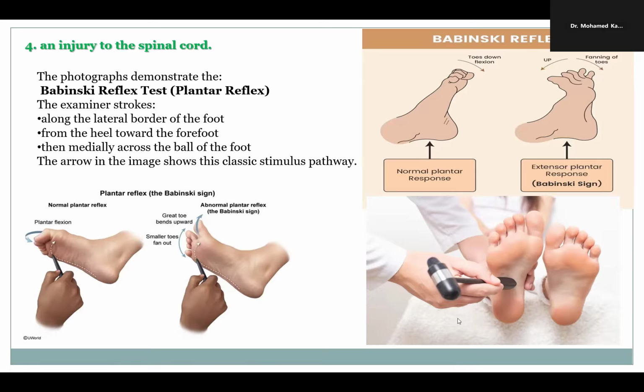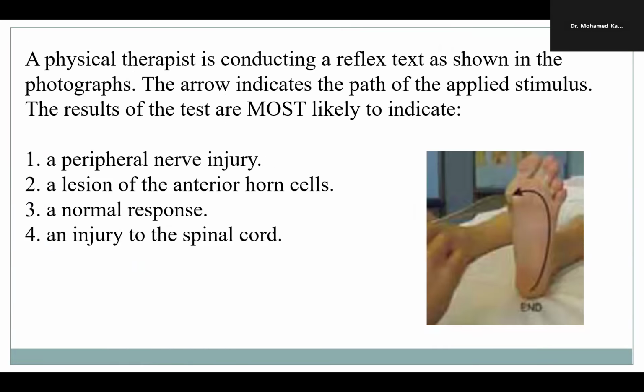So what can we see in this photograph? The examiner is stroking along the lateral border of the foot, starting at the base of the heel and going up toward the forefoot, and then medially across the ball of the foot. And the arrow in the image shows this classic stimulus pathway.